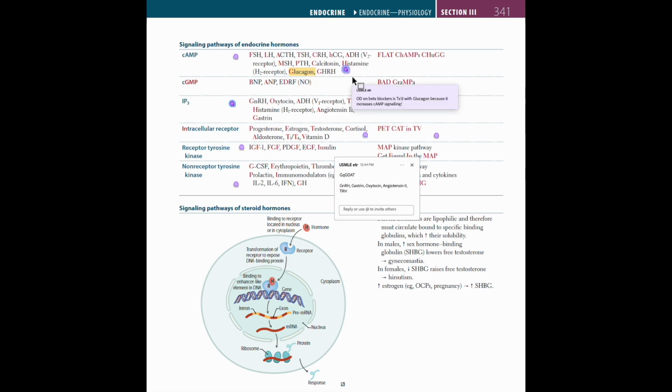V1 is going to be Q, so that's going to be IP3. V2 is going to be S, which is cAMP, and you see the exact same thing for histamine. So you don't really need to include that in a memorization. You should just remember the receptors, and then you'll know how these function.